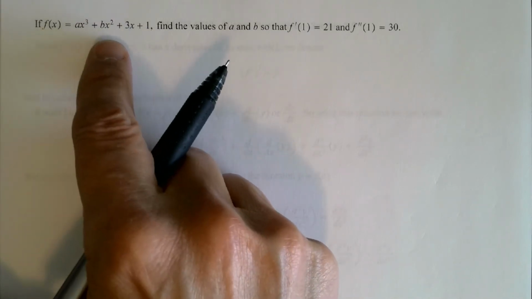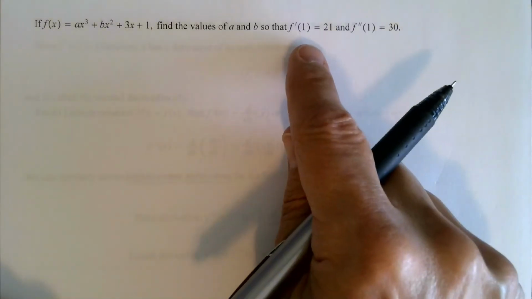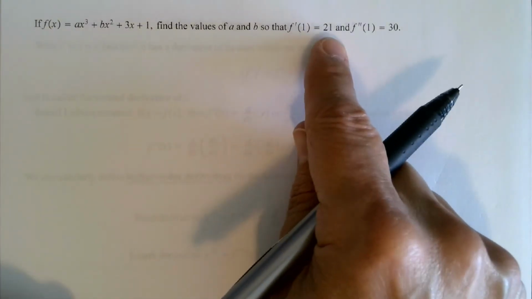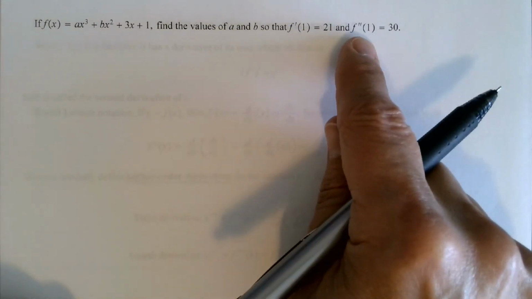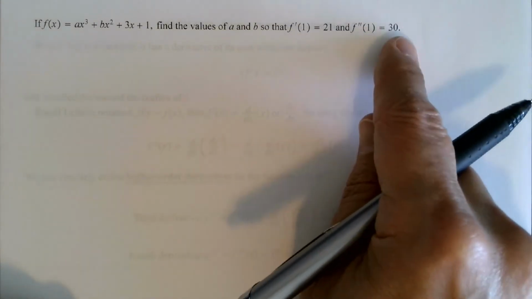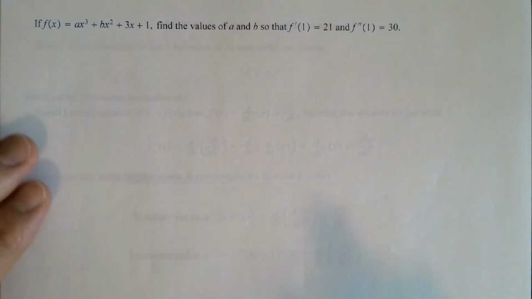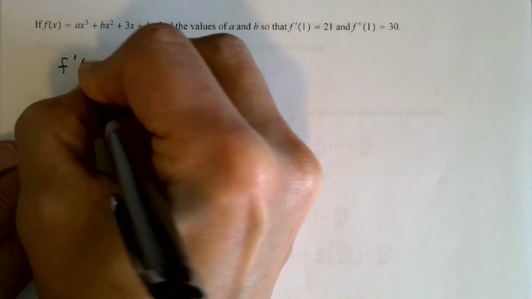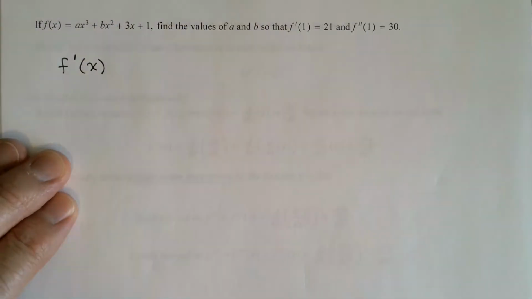What are the values of a and b, such that f prime, the derivative of this function, evaluated at 1 is 21, and f double prime, the second derivative of this function, evaluated at 1 is 30? Okay? So how do we proceed? Well, we're going to need the first and second derivatives, so let's find them. Remember, a and b are constants.